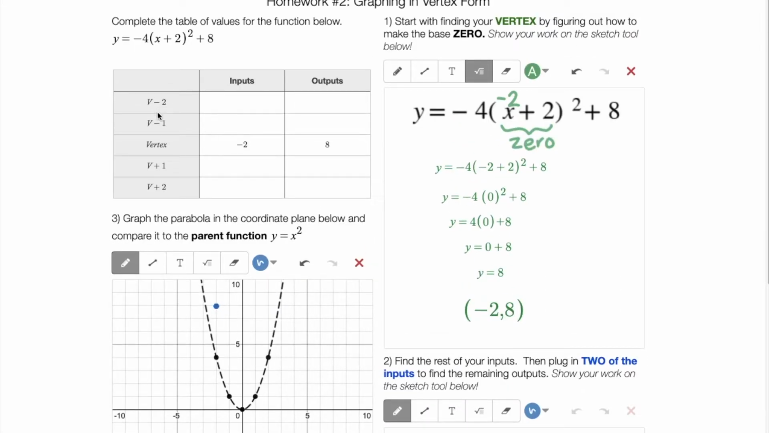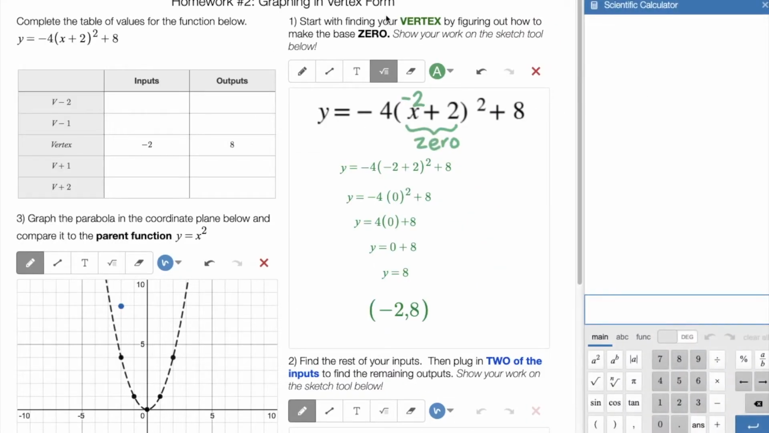Now, there's always a little bit of question about how to find these inputs, and it's tougher with negatives. So if you need to, grab that scientific calculator. The 2 points to the left are going to be your input -1, your input -2, and the 2 points to the right of the parabola, or below in the table, are your input +1, input +2.